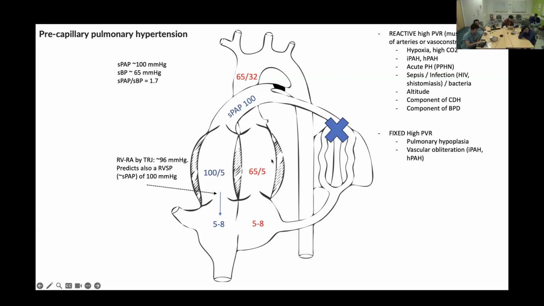So this is an example of a patient who has high PVR, or high pulmonary artery constriction.